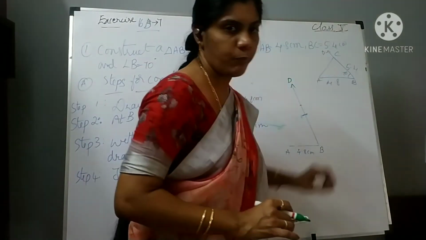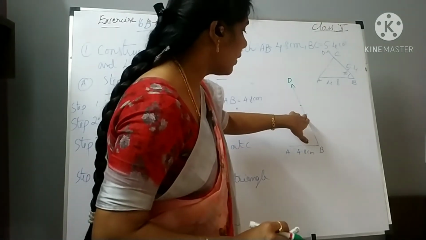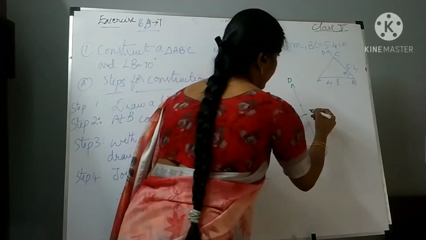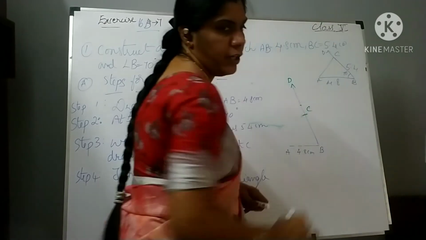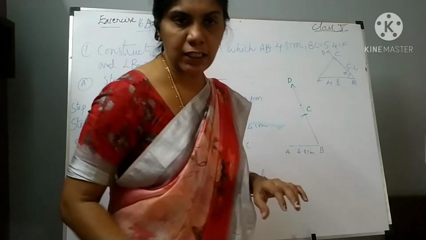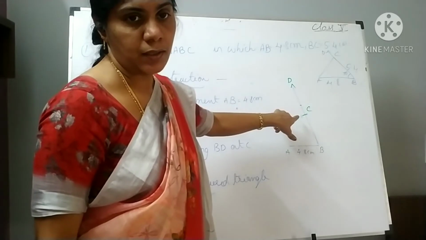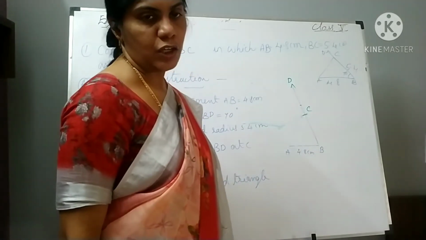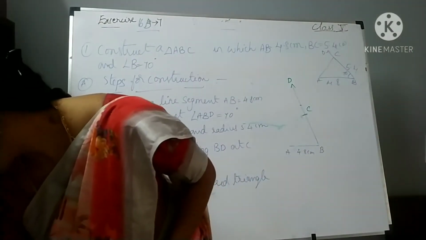Now we have measured 5.4. Where the 5.4 arc cuts this line, that is your C. Point C. Exactly the measurement 5.4 we have taken with the compass and made this arc. That point will become your C. Now what do we have to do? We have to join this A with C. Join that one.